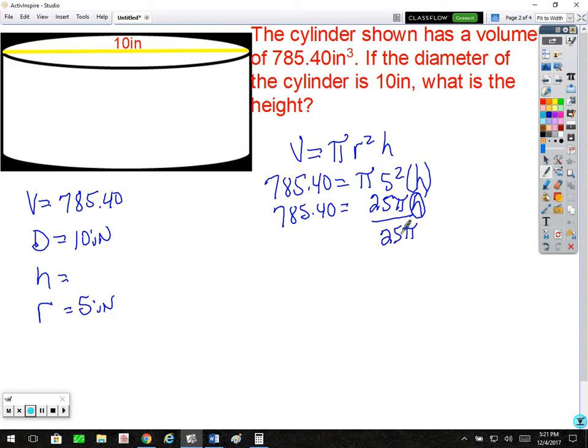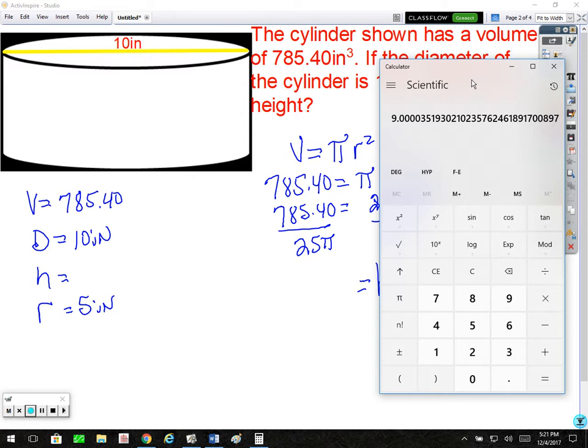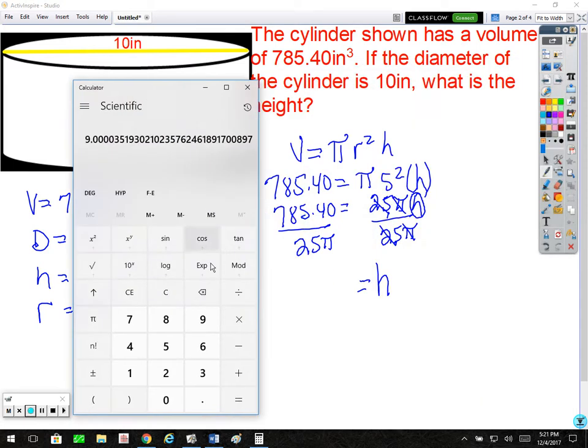So 25 pi, both sides of the equation. And then what happens here is this 25 cancels this 25, this pi cancels this pi, and all I'm left with on the right side is h. Well, here we are with our division problem again. Let's pull our calculator back up. Okay, so what I have now is 785.40 divided by 25 times pi. Now remember, on our calculators in class, we don't have to put in the times pi.